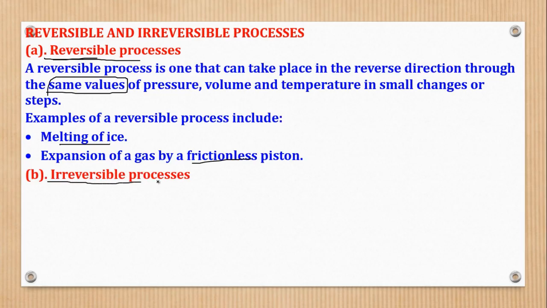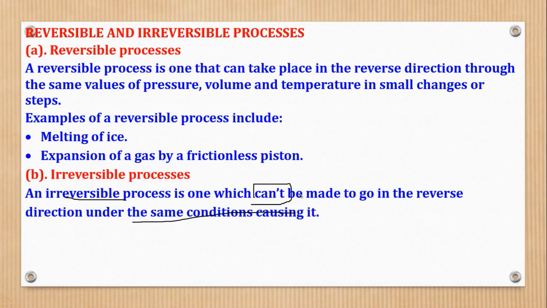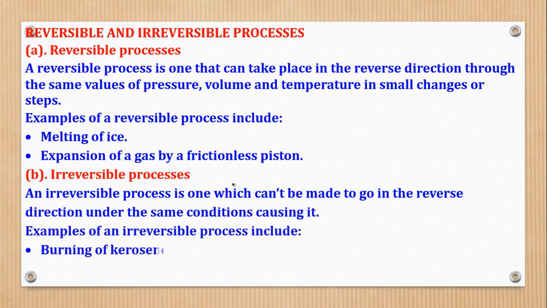What about an irreversible process? An irreversible process is one which cannot be made to go in the reverse direction under the same conditions causing it. So it cannot, that's the key word. Some of the examples can be burning of kerosene, or what we call paraffin. It cannot be reversed because it will go off. You can't make it go in the reverse process. Once it burns, it has burnt. You can't bring it back.